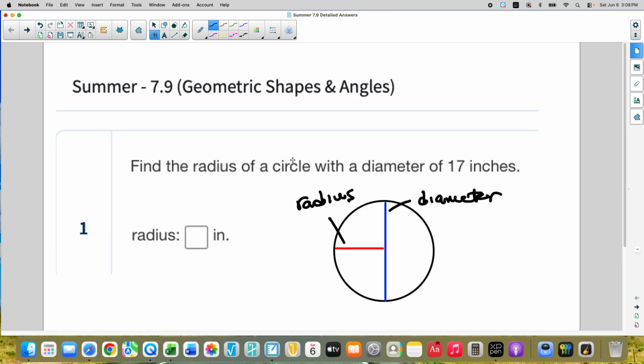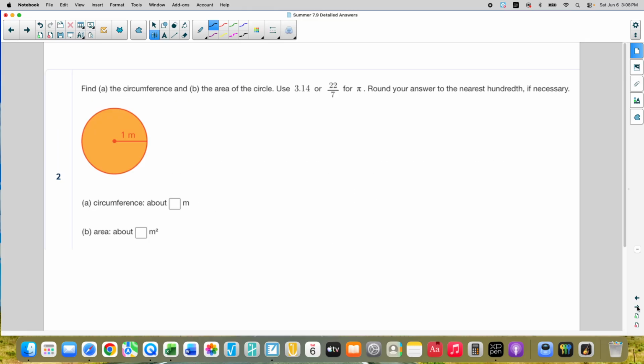So find the radius of a circle with a diameter of 17. So if this distance is 17, half of it would be 8.5. That's a horrible 5. Mr. Mac doesn't do his 5s that well. So 8 and 8 is 16 plus the 1/2 and a half makes 17. So 8.5 would be the radius.